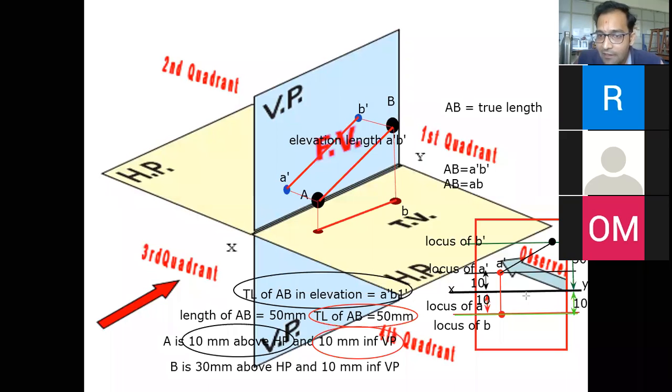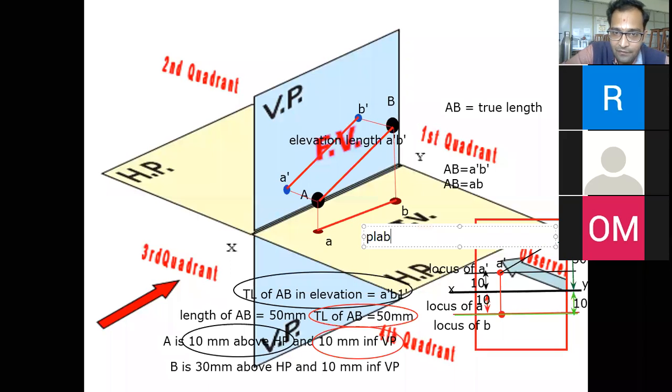Okay. Now I need to drop that one again over here in the top view. Now my question is whether the same length, 50 mm, is going to be available in the plan or it is going to be different. It is different. It is going to be smaller than the true length. Okay. So now what is going to happen?